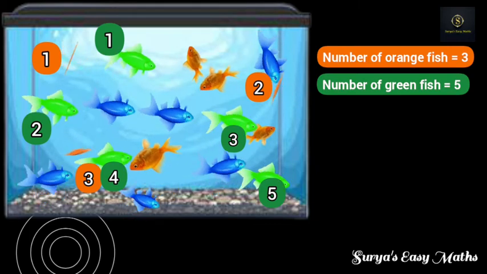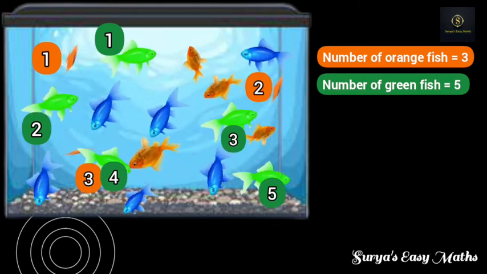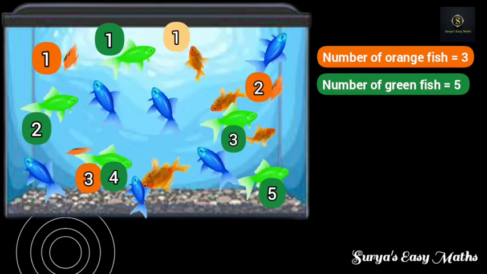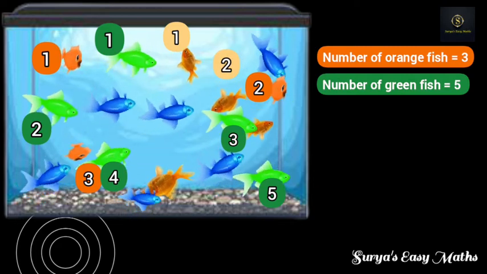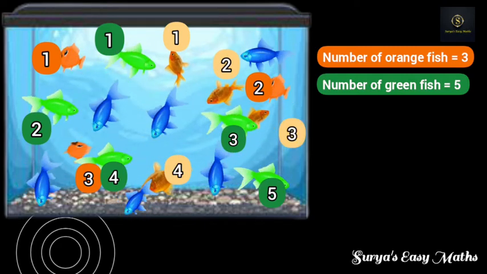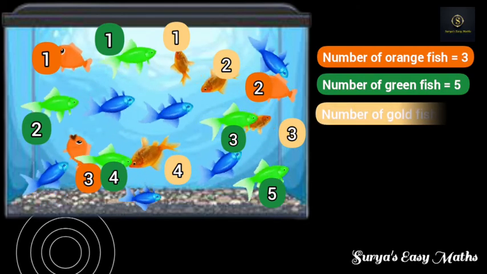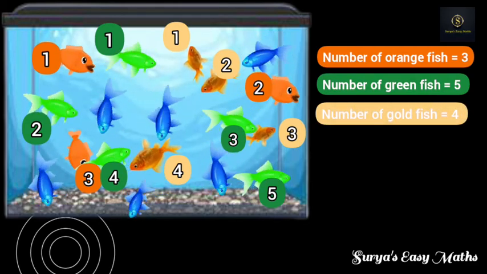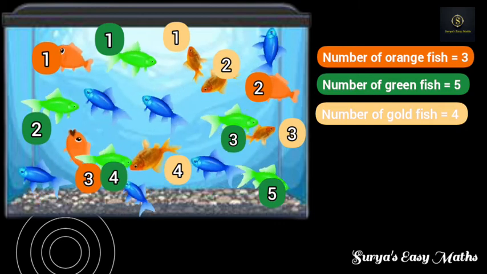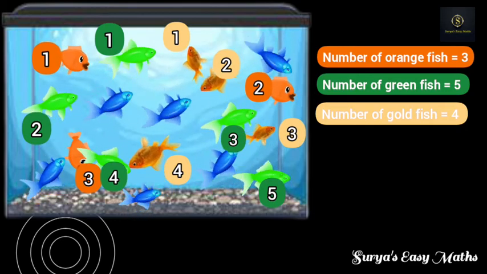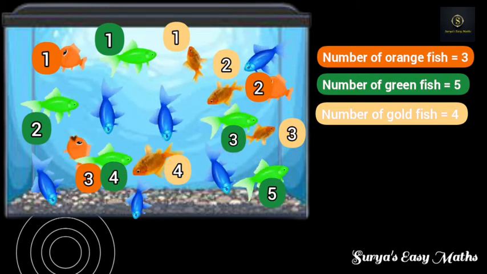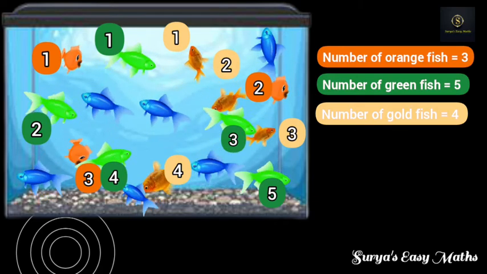So let's count and find out the data of goldfishes. 1, 2, 3 and 4. Therefore we write number of goldfish is equals to 4. Now last, which fishes remain? Yes, blue fish. So let's collect data of blue fishes also.